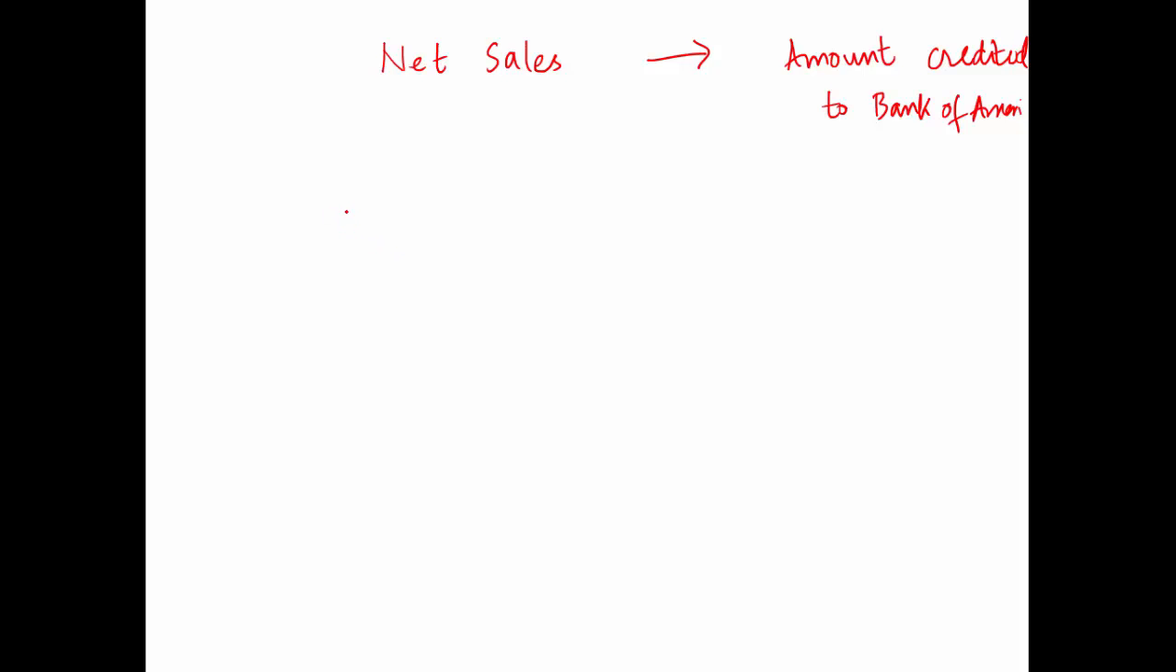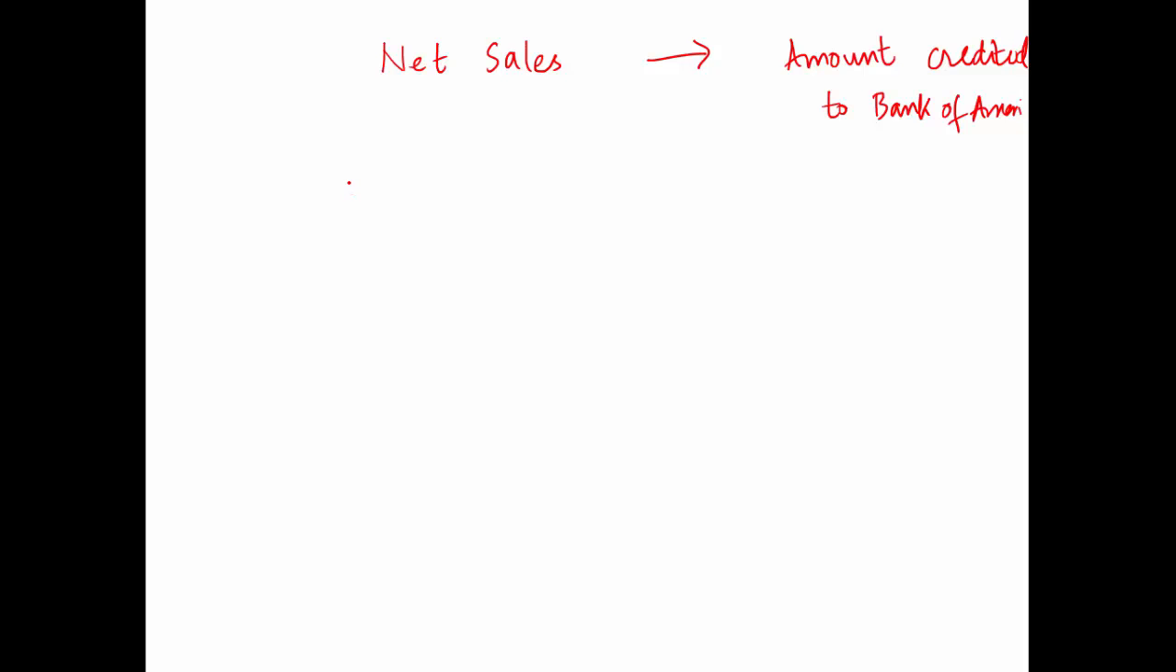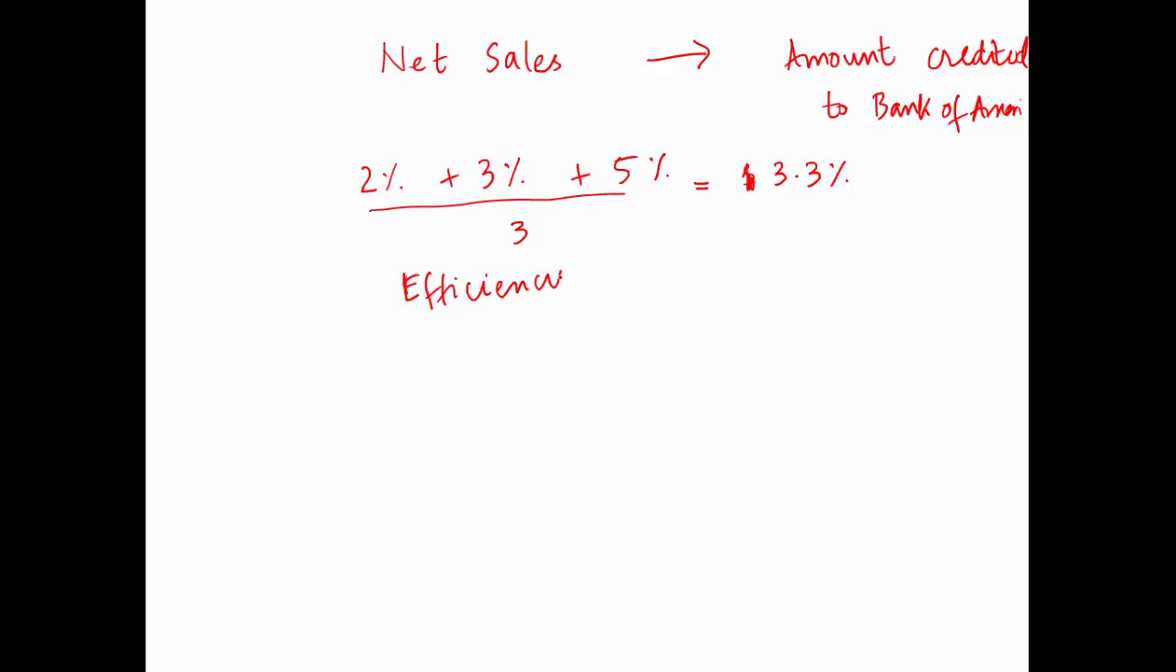One way to do that is to compute the average of these three costs and subtract that from 100. So the average cost is 2% plus 3% plus 5%, divided by 3. That is 3.3%. So the efficiency would be 100 minus 3.3%. So that is 96.7%.